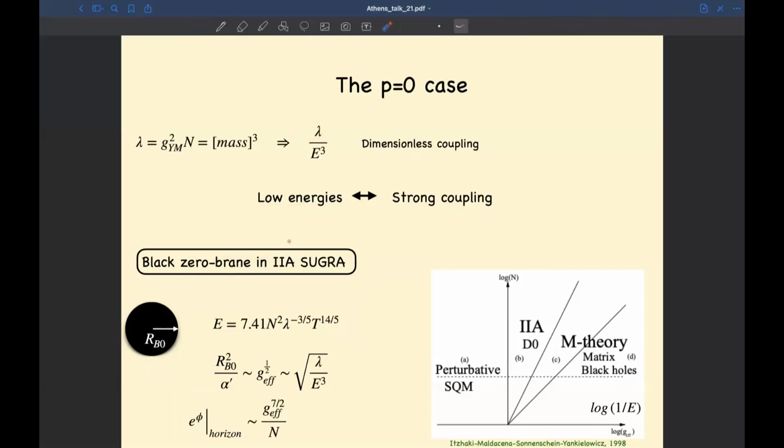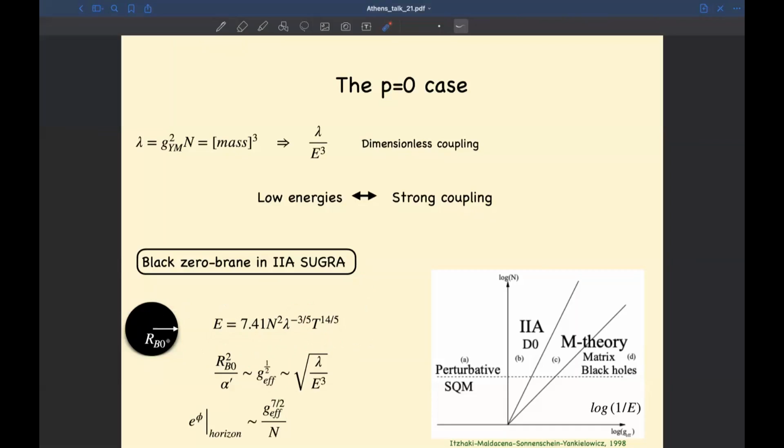Now, this specific case has a dual gravity interpretation known as the black zero brane in type IIA supergravity. And of course, there is a metric describing this object, and one can pursue a thermodynamic analysis based on the laws of black hole thermodynamics. And the scaling of the energy of this particular geometry is like this. Of course, we see there are some funny powers here, because the coupling has dimensions of mass cubed. And the temperature here is the Hawking temperature of this black zero brane.